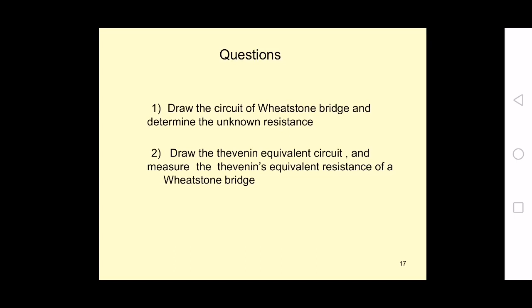If it comes for 3 marks, then draw the diagram, and by using simple maths we calculate R1 R4 equal to R2 R3. Then you will get R4 or Rx equal to R3 R2 by R1. If it comes for 5 marks, then you have to write like this: 4 arms will be there.